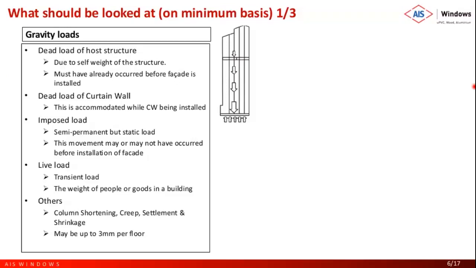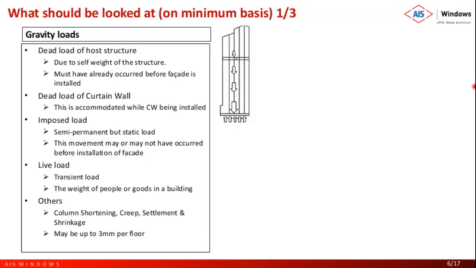So what forms part of gravity load is the dead load of the host structure. So the self weight of the structure itself and the gravitational force make the gravity load. And most of the time, almost all of the time, the movement due to this gravity load must have already occurred before the facade is installed, because by the time you start installing facade, all the props must have been already removed, and whatever deformation was supposed to happen due to dead load, that must have already happened.